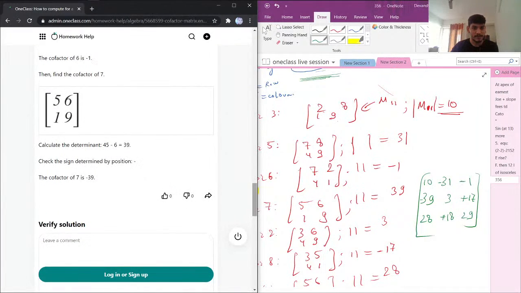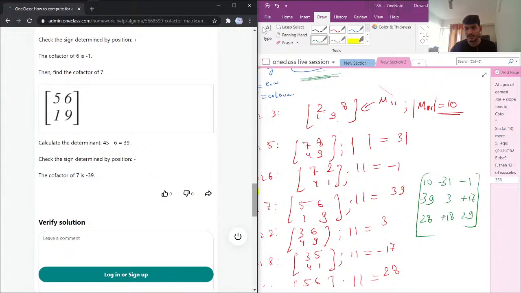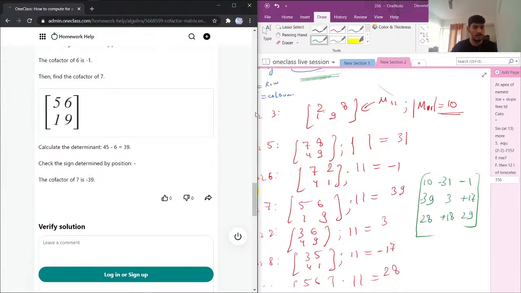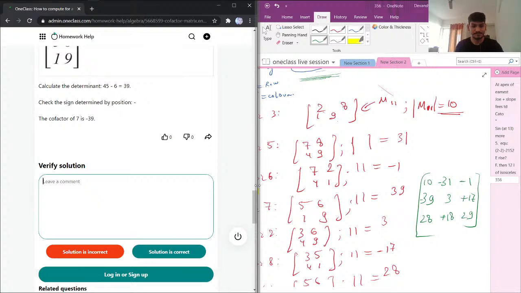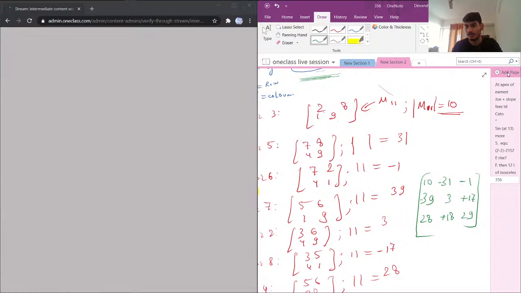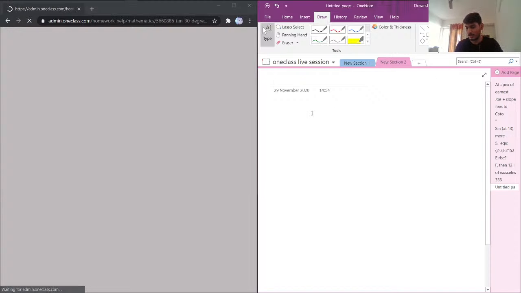So the cofactor matrix is not given for this one, but the cofactor of 7 was 39. Okay, so this solution looks pretty correct. Correct solution. Great job. Solution is correct. Now we will move to another question.